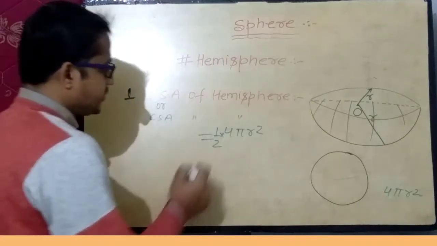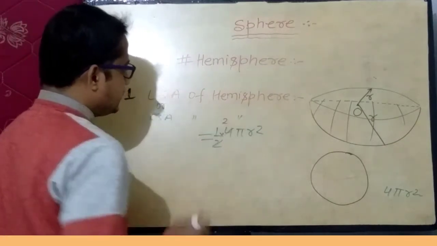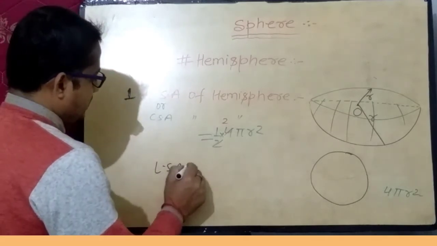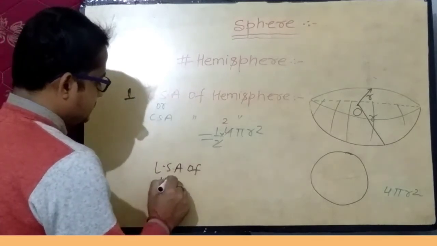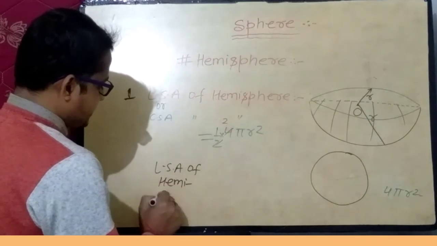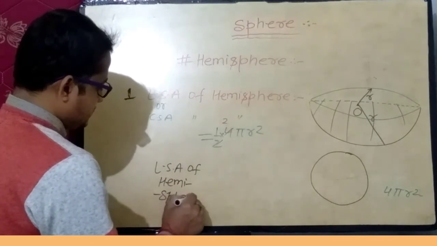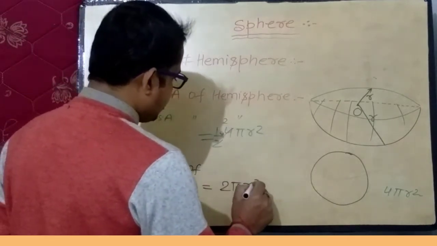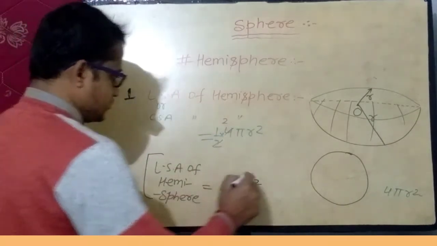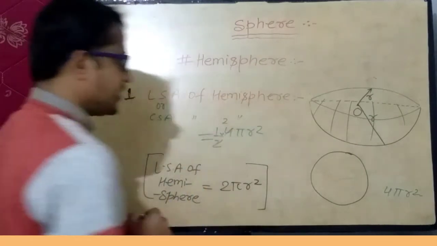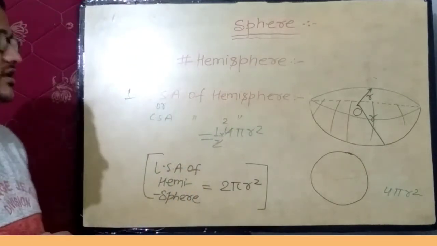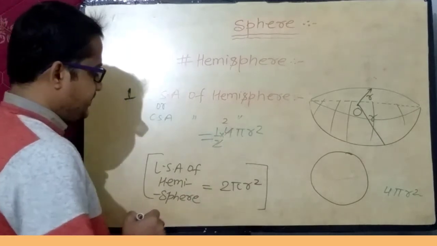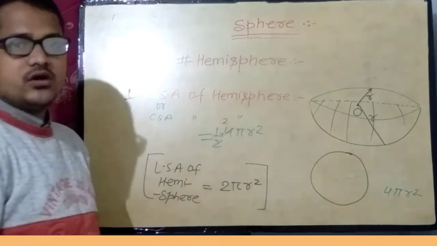By solving it, you will get 2 pi r square. So the lateral surface area of hemisphere equals 2 pi r square. By using this formula, you can calculate the lateral surface area of hemisphere, where r is the radius of this sphere and pi is 22/7.